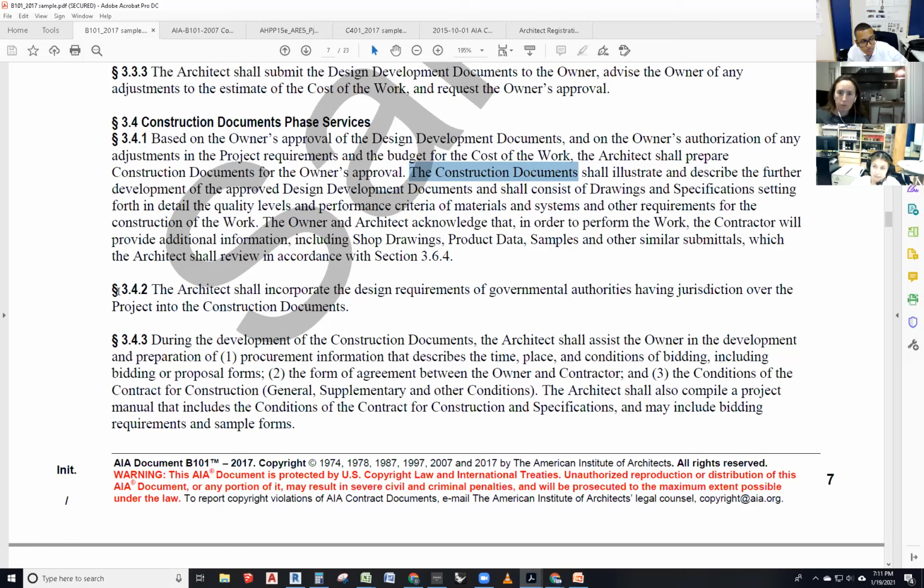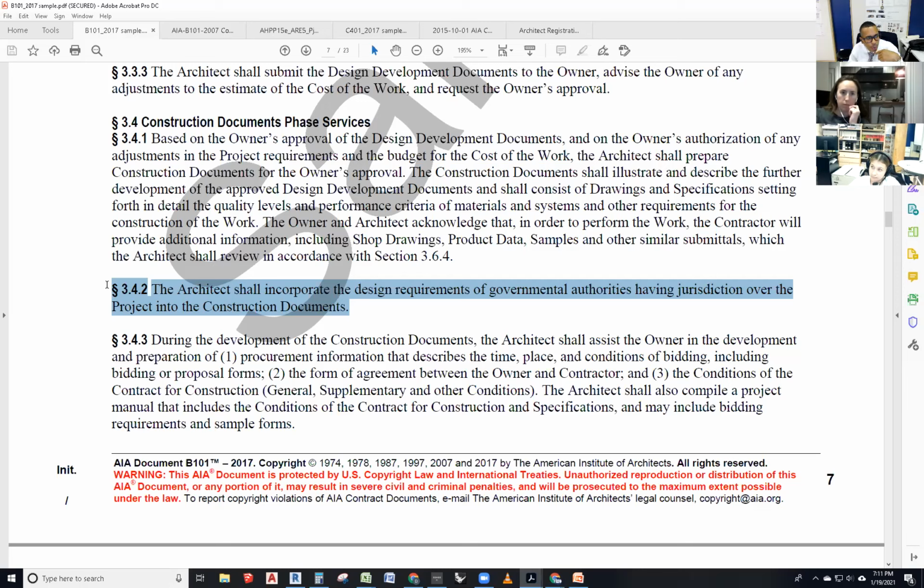But section 3.4.2, the architect shall incorporate the design requirements of governmental authorities having jurisdiction over the project in the construction documents. So they may need some review documents, affidavit documents, and things like that. So you got to provide those too. In Massachusetts, they require for any project above 35,000 cubic feet, I believe it is, a construction control affidavit. So you got to provide those.